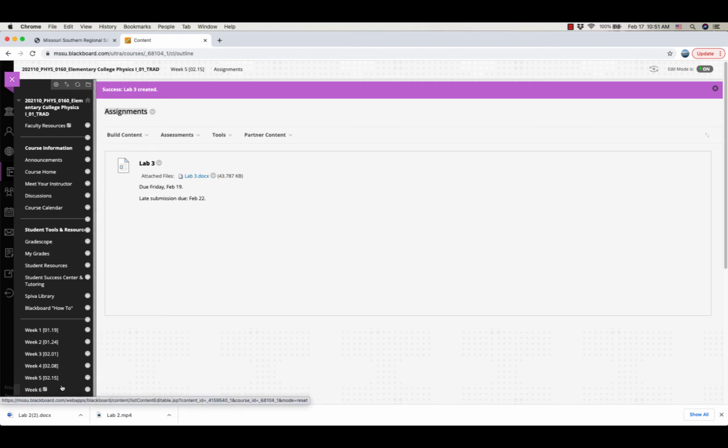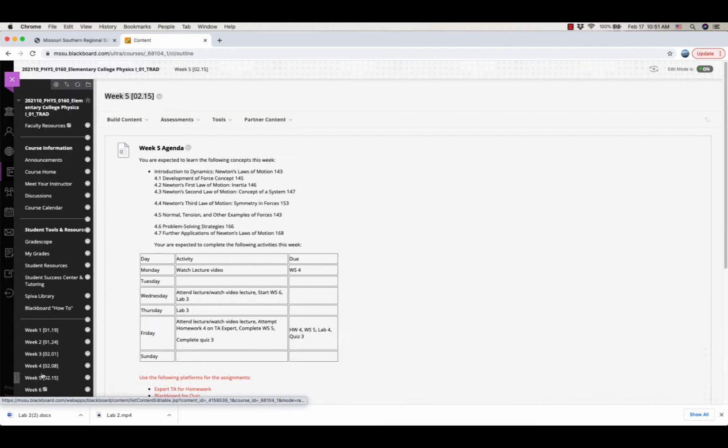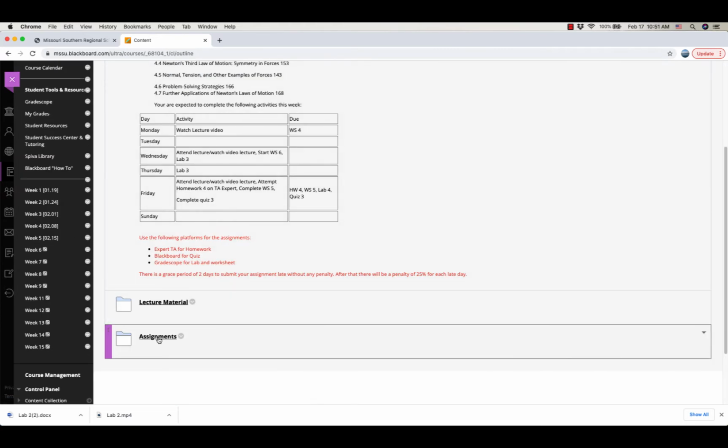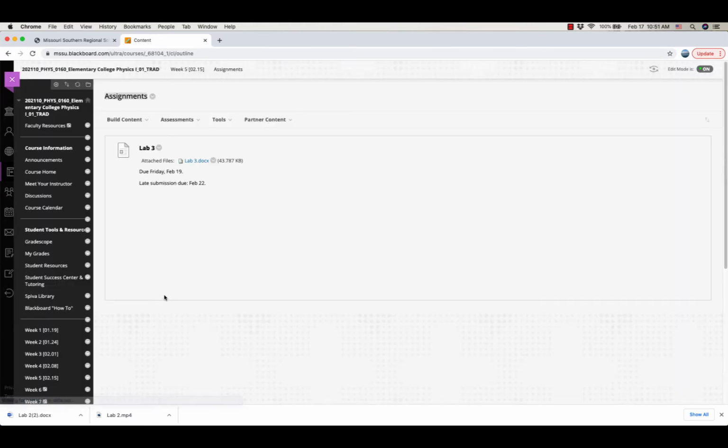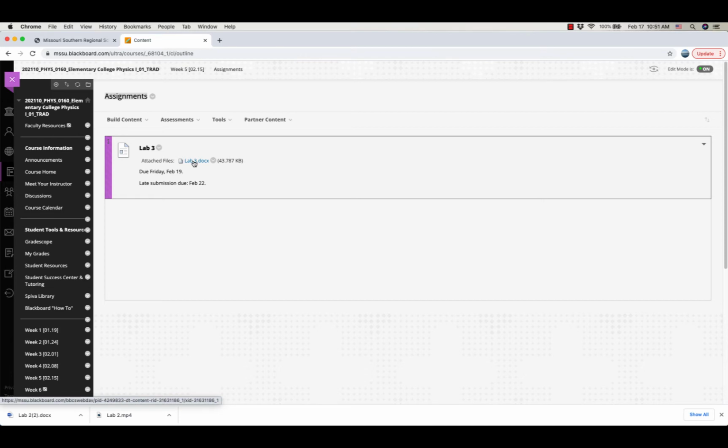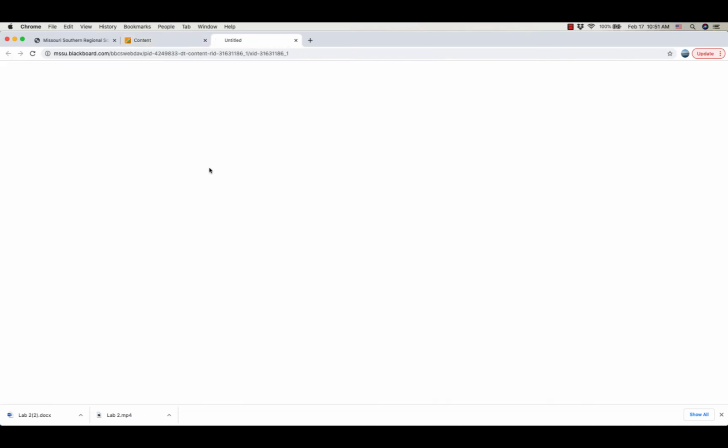For today's lab, please go to the week 5 folder, and in the week 5 folder please go to assignments, and in assignments you will find lab 3 document. So open the lab 3 document.